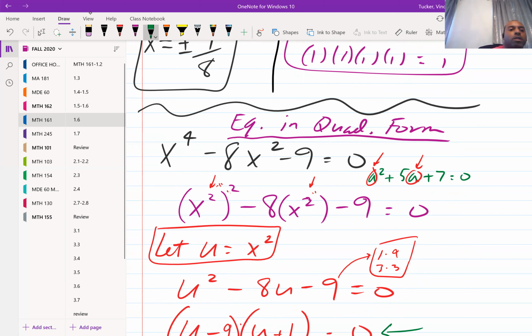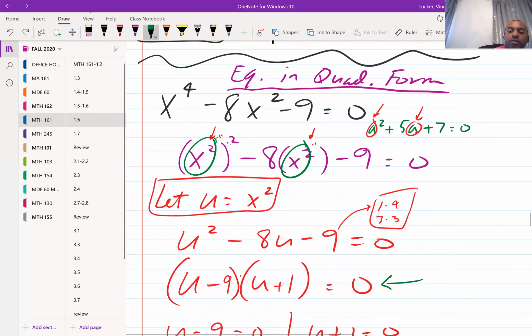All right. Any questions on what we've done up to this point? Make sure we're good. So now we can factor. That'll be u minus 9 times u plus 1 equal to 0.